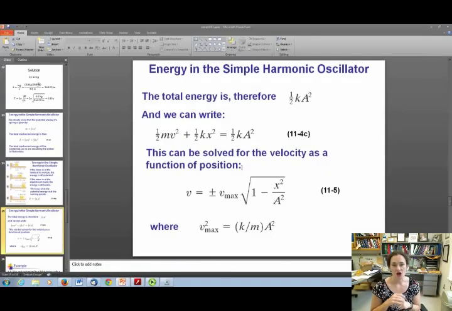Now, you can solve using 1/2 mv squared plus 1/2 kx squared equals 1/2 kA squared. You can solve that equation for v, and then you can find what the speed is as a function of the position. It's given by this expression here: v is equal to plus or minus v max times the square root of 1 minus x squared over A squared. v max is the maximum speed, and that's the speed at the equilibrium point where x is equal to 0. And v max squared is k over m times A squared.